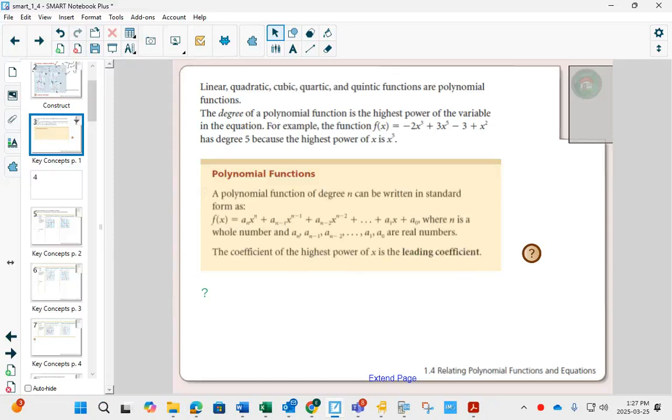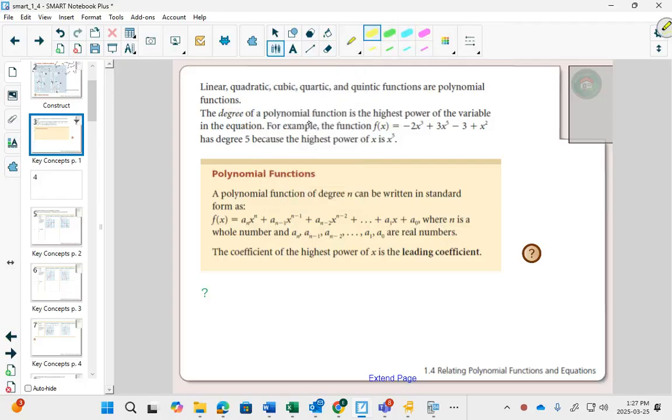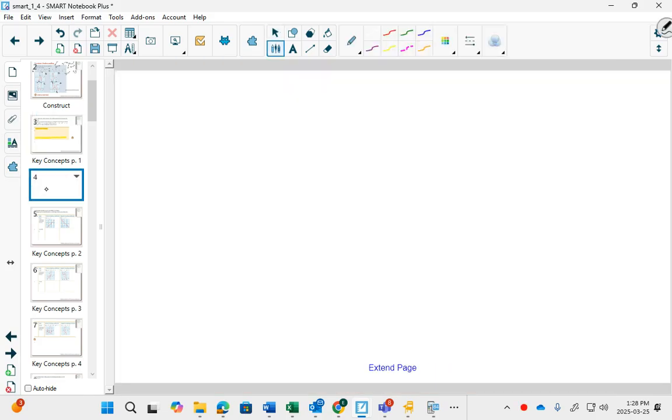So in the space right beside here, and also I'd like you to highlight polynomial functions. The coefficient of the highest power is called the leading coefficient. And in the space right beside this, we're going to do a little summary. First of all, we're going to do a little summary for odd functions.